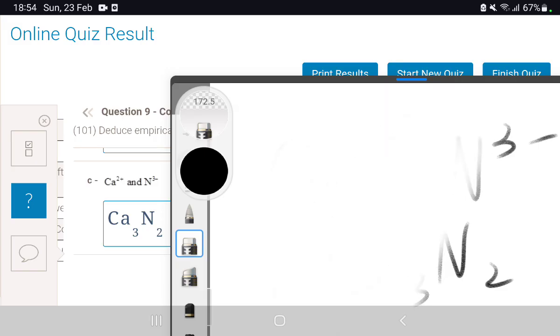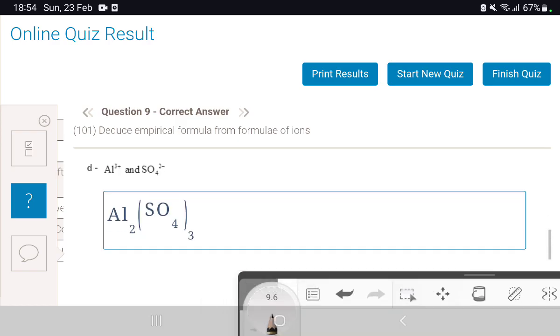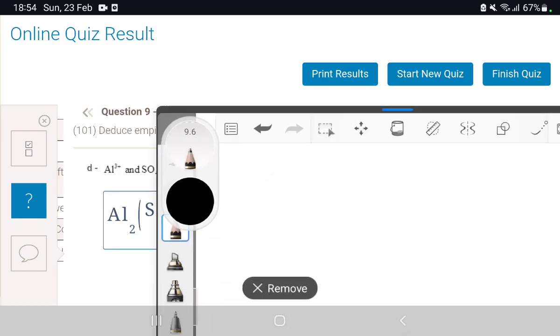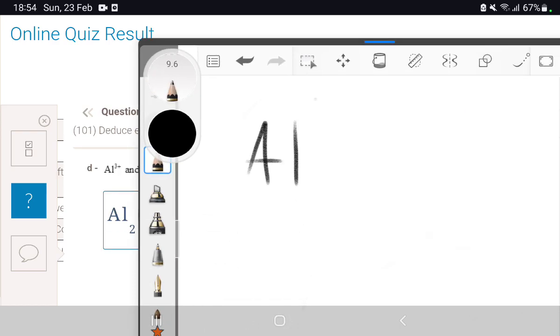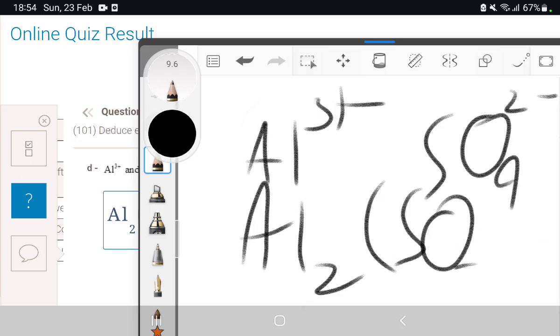Okay. And then we have part D, Al3+ and SO4 2-. We crisscross and we get that Al2. But here, since SO4 is one molecule, not an atom, we do SO4 3 like this in brackets.